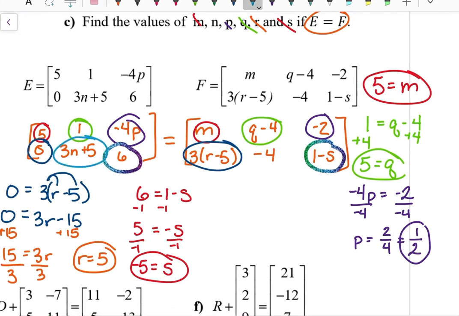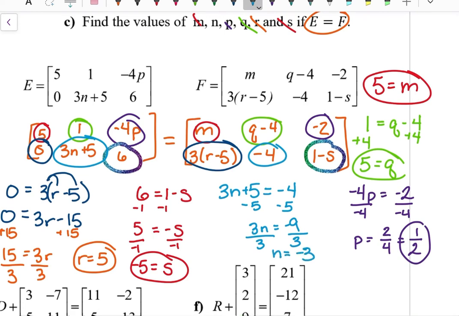This one is the one right in the middle. You got 3n plus 5 is equal to negative 4. I'm going to subtract over that 5, and I get 3n is equal to negative 9, divide by 3, and I get n is equal to negative 3. Cool, found all our variables.